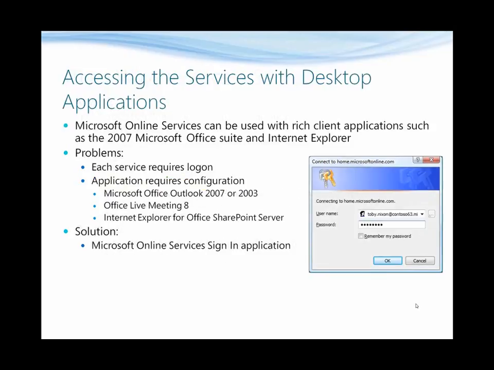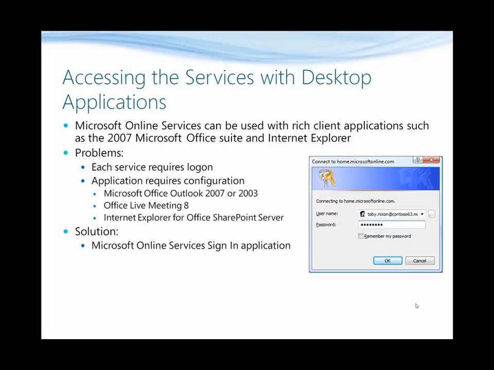Microsoft Online Services provides a set of server services: Microsoft Exchange Server, Microsoft Office SharePoint Server, and Office Live Meeting, associated with a set of desktop-rich clients. For example, Exchange Server is associated with Office Outlook 2007, Office SharePoint Server has Internet Explorer, and Office Live Meeting has its own client.